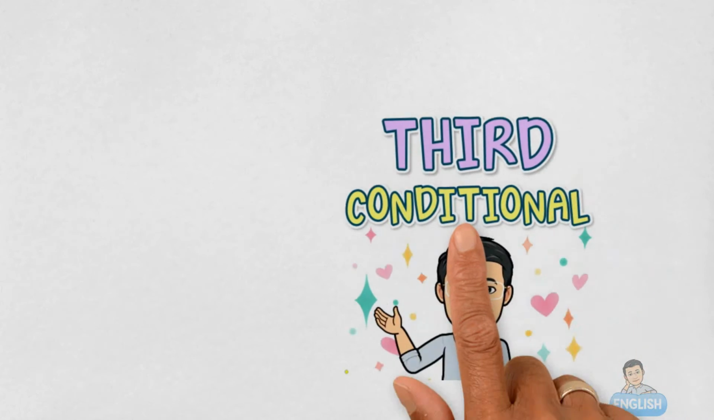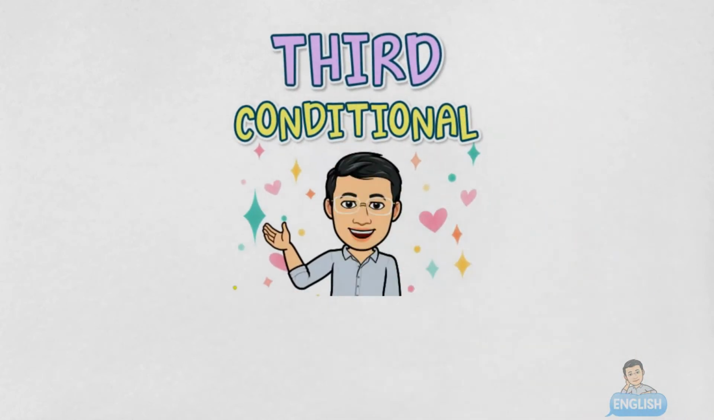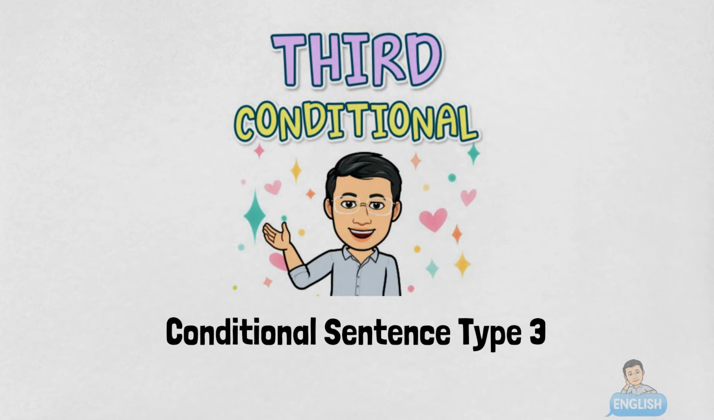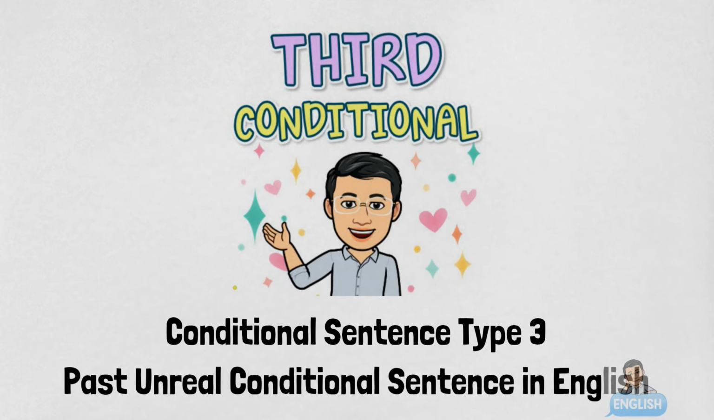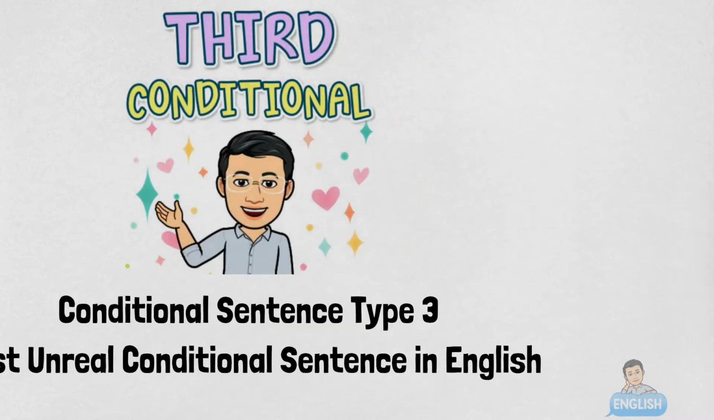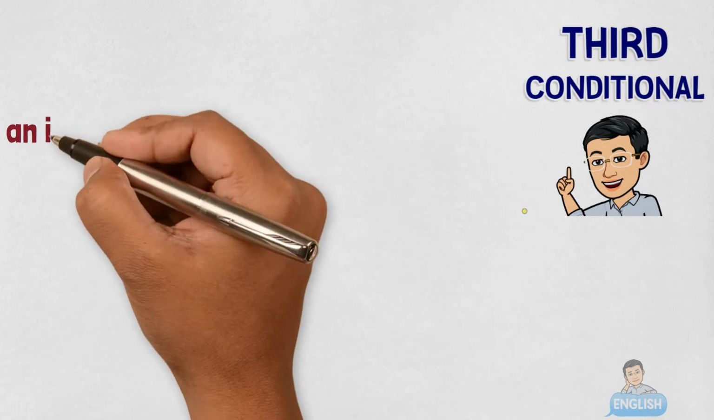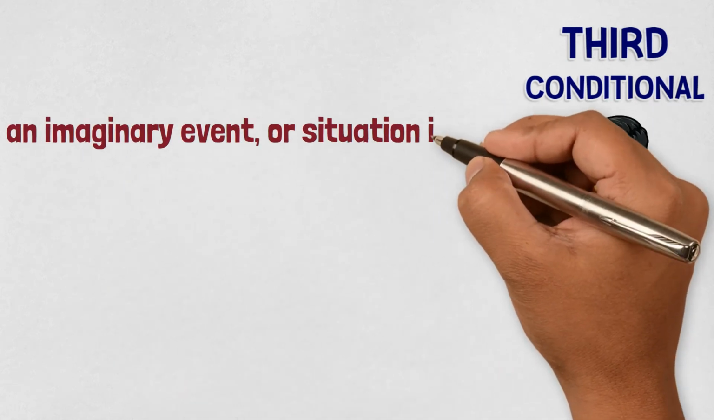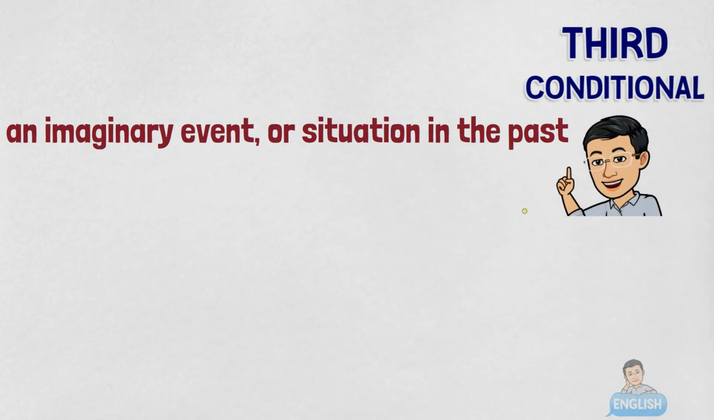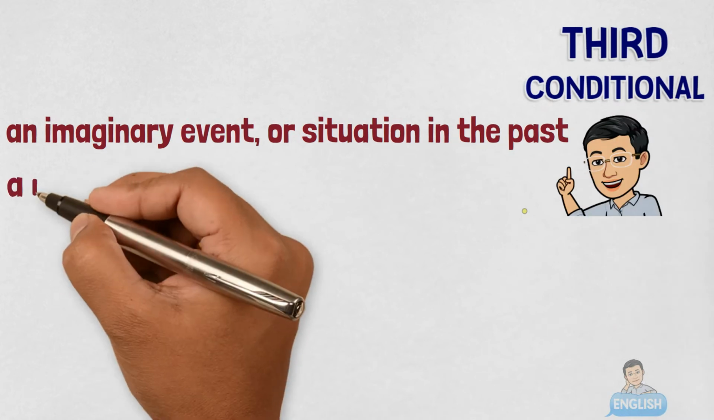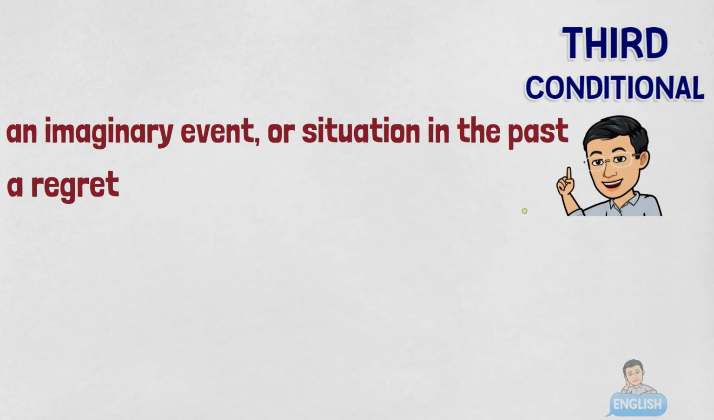Today, you're going to study the third conditional sentence, or the conditional sentence type 3. The third conditional is the past unreal conditional sentence in English. We use this type of conditional sentence to talk about an imaginary event or situation in the past. We can also use it to express a regret, something one did or didn't do in the past. The sentence has two clauses, the if clause and the main clause. It doesn't matter which clause comes first.